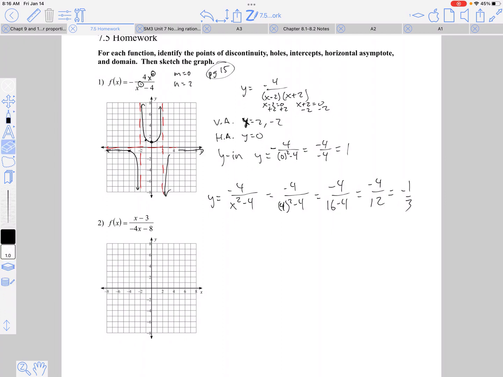Alright, but I don't want that because it kind of looks like a hole and there's no hole there. Alright, there you go. Number 1.